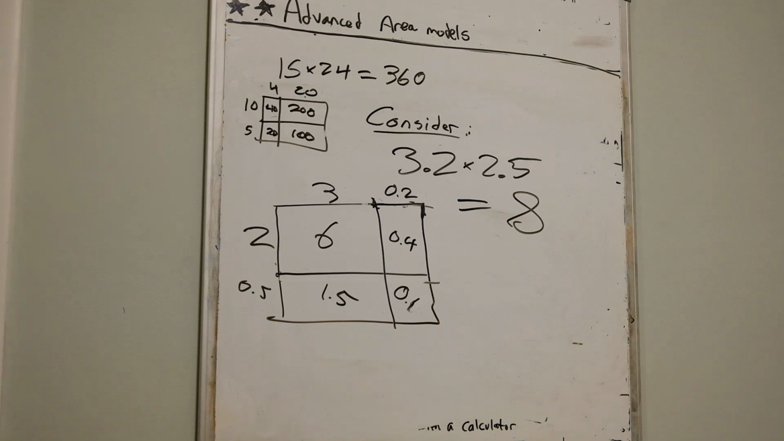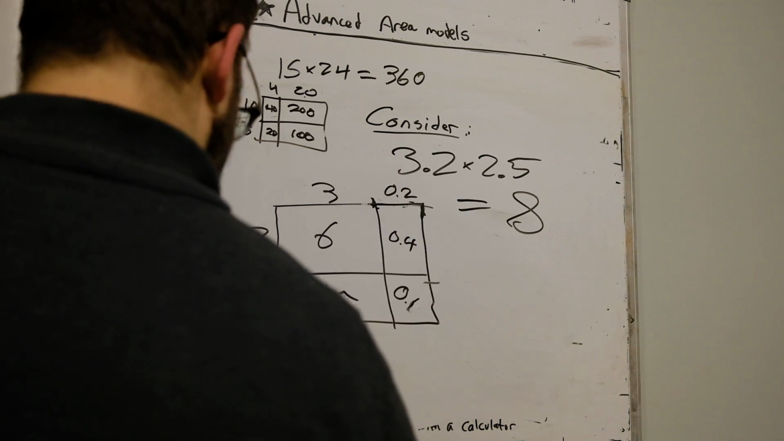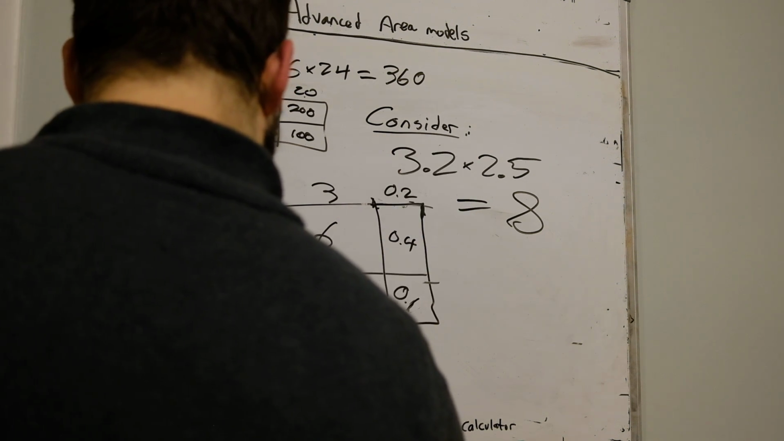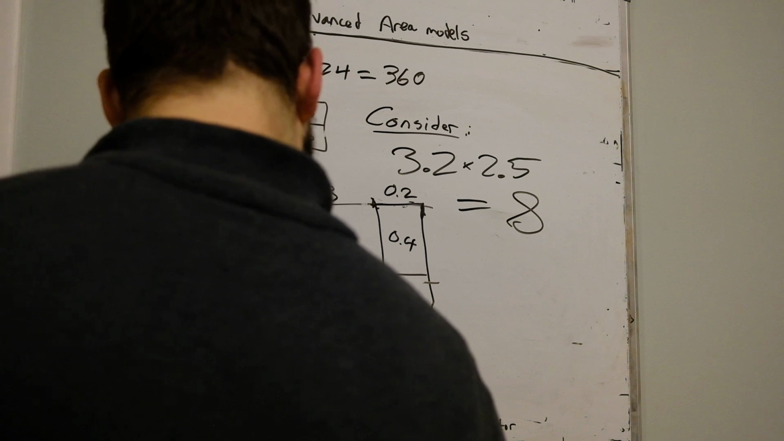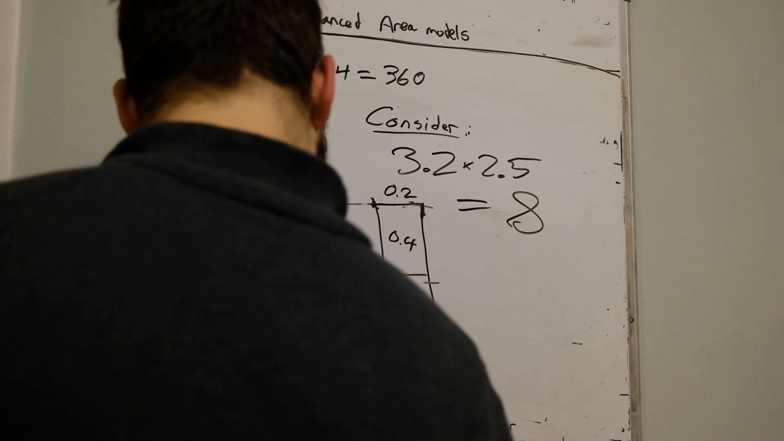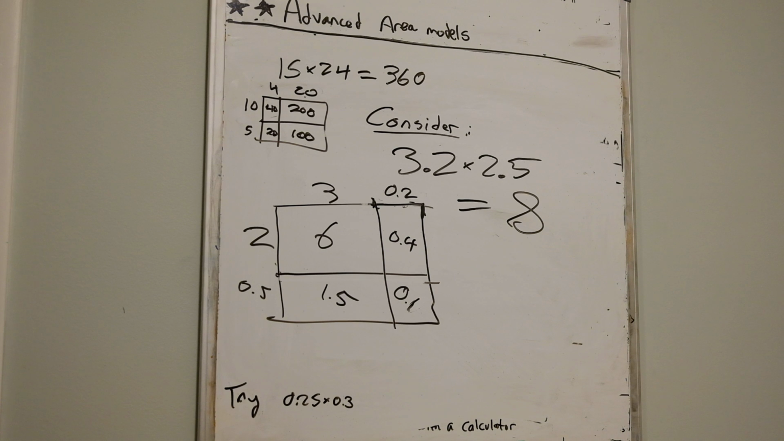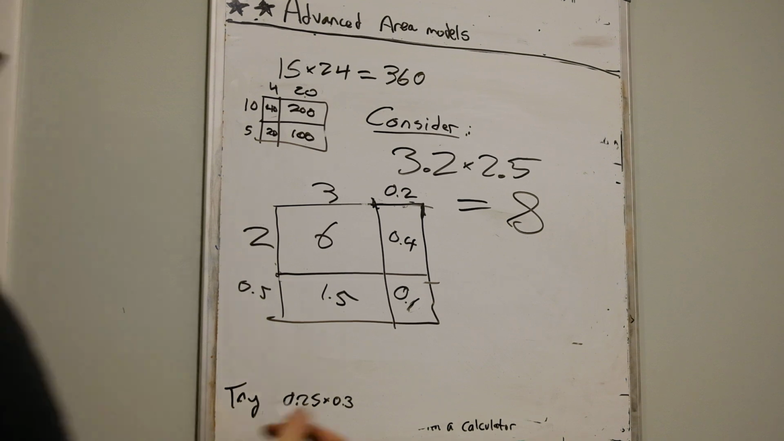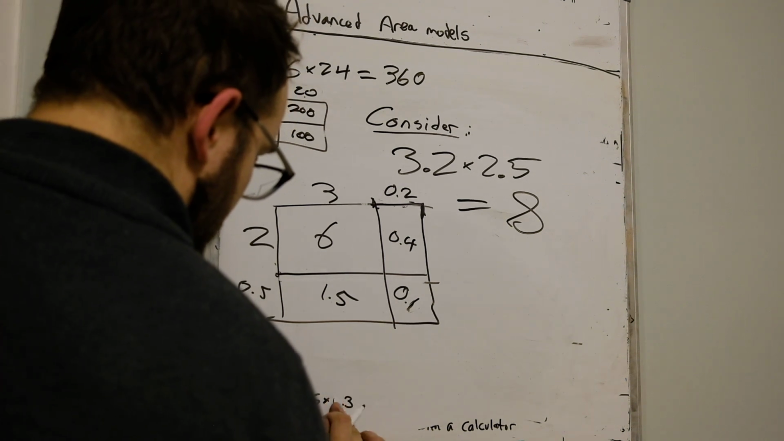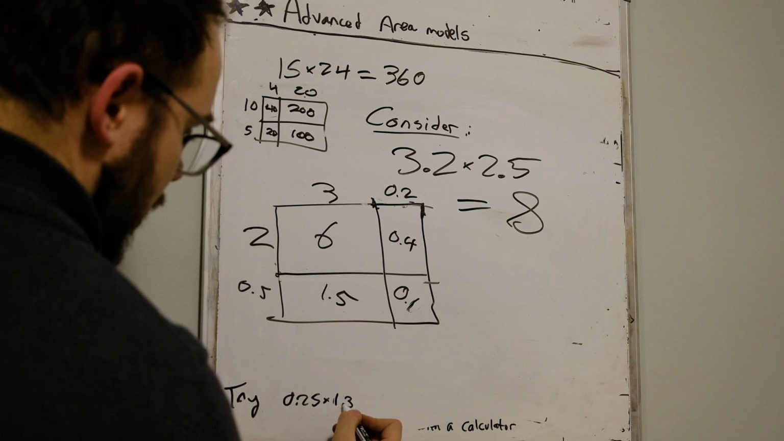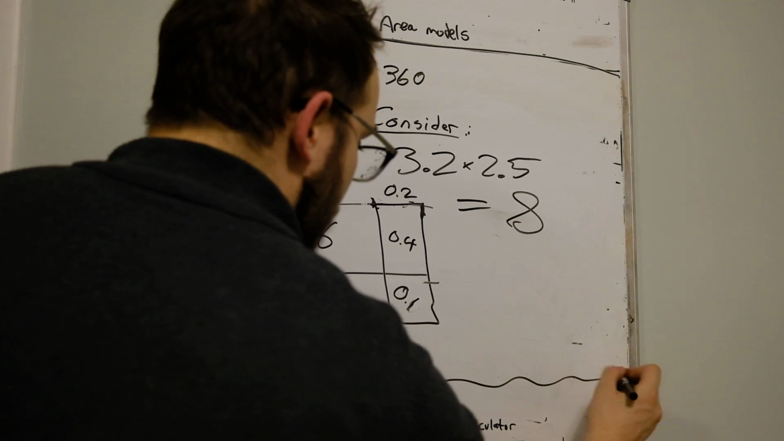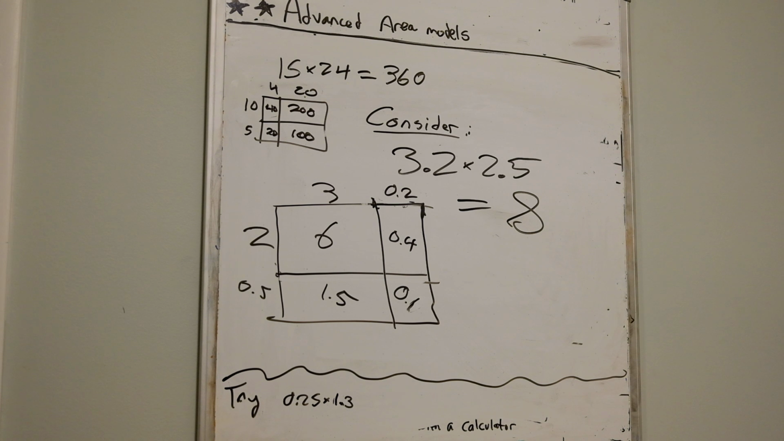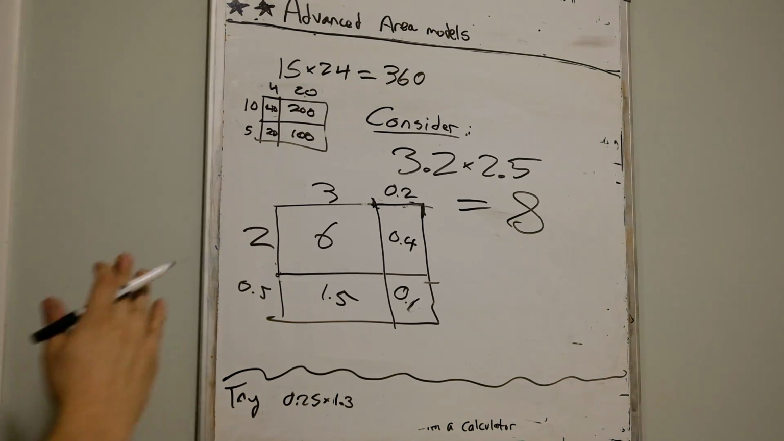So you could try some problems like this. So you could try some decimal problems. Say 0.25 times 0.3, for example, or maybe times 1.3. So you try problems like that, which would hone your multiplication skills in a more advanced way, or you could try maybe something like this.